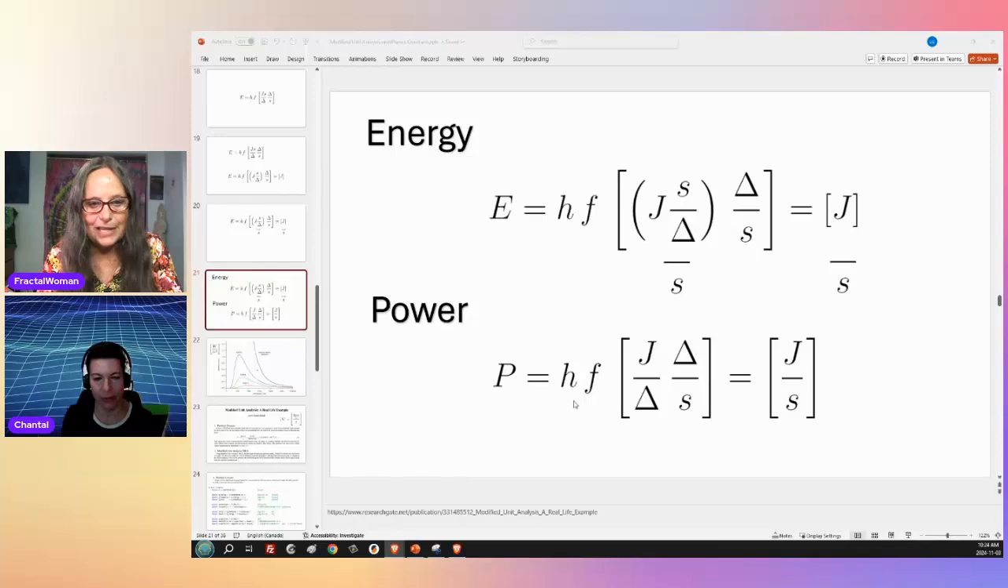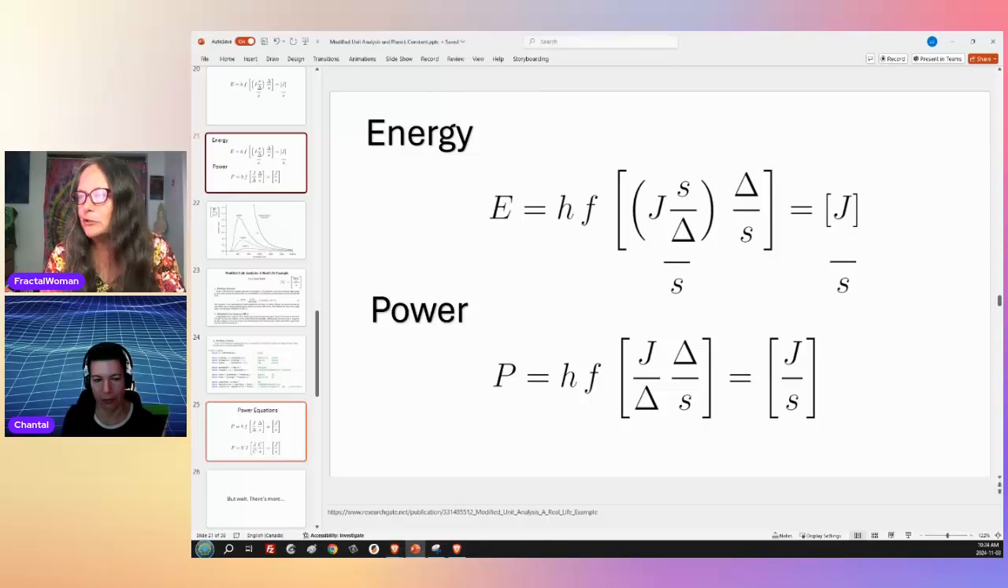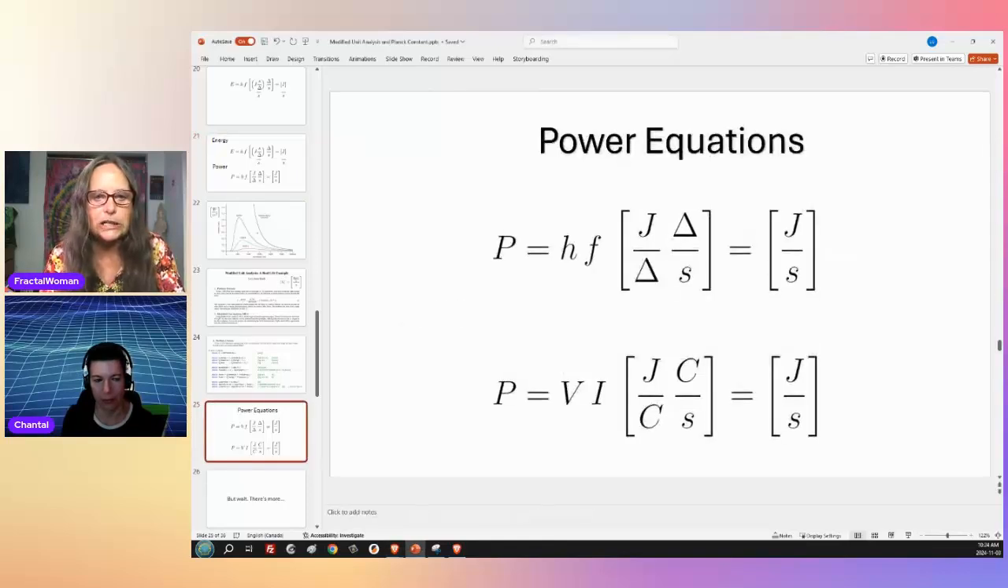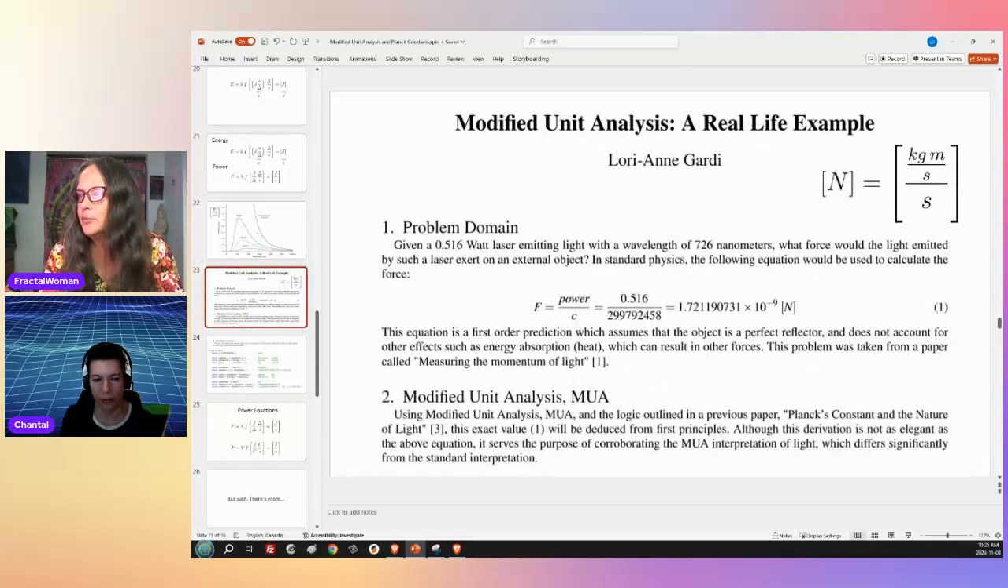Anyway, this is sort of what I came up with. There's another power equation that looks very similar, that has very similar units. Power equals voltage times current, which has units joules per coulomb per second. And my power equation here has units joule per cycle per second. They end up with the units of power. So these two power equations look very similar, and the units also look very similar, which I thought was really interesting.